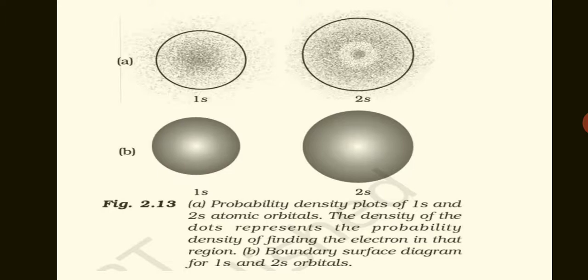As you can see in the slide, two diagrams are given for 1s and 2s. In diagram A, 1s is shown with a smaller sphere and 2s is shown with a big sphere. So these are the particular clouds or density of electron.